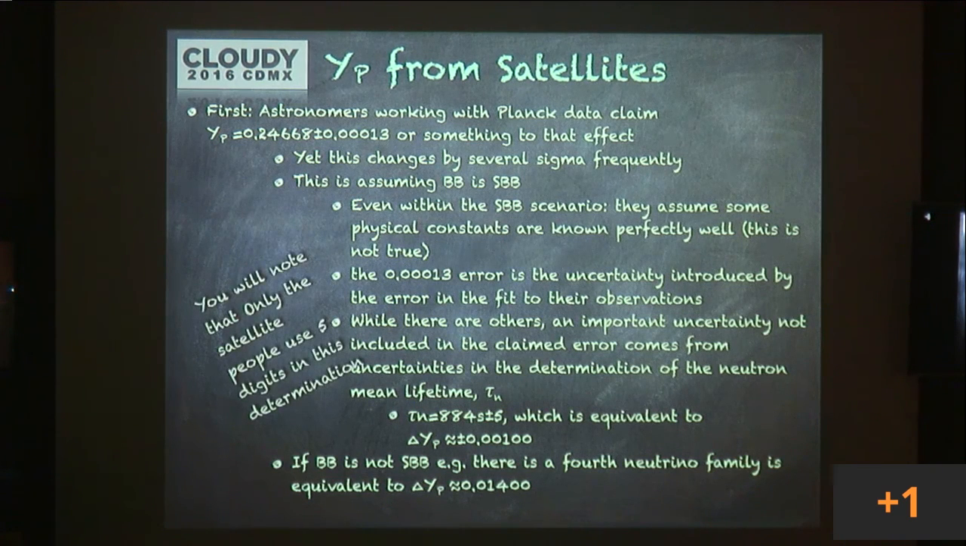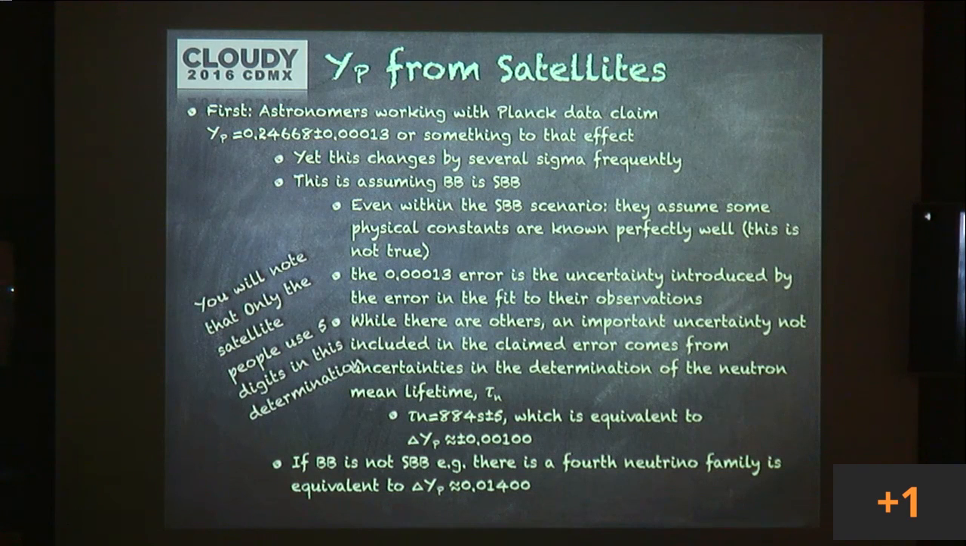Only the people who work with satellites use 5 digits in the YP determination. Most other people use 4 digits. I will use 4 digits, and I'll probably be saying many numbers in units of 1/10,000th of the total mass.